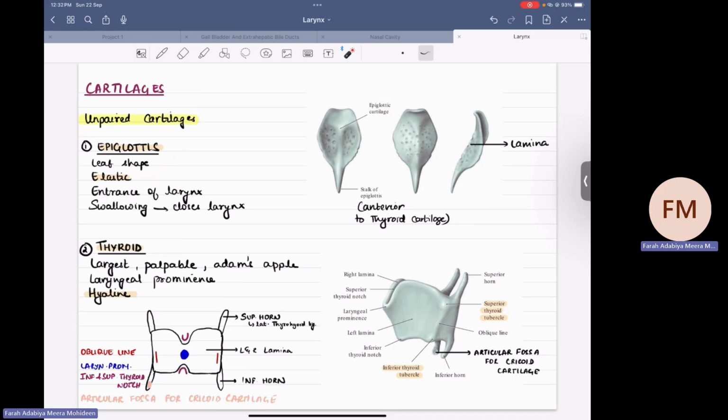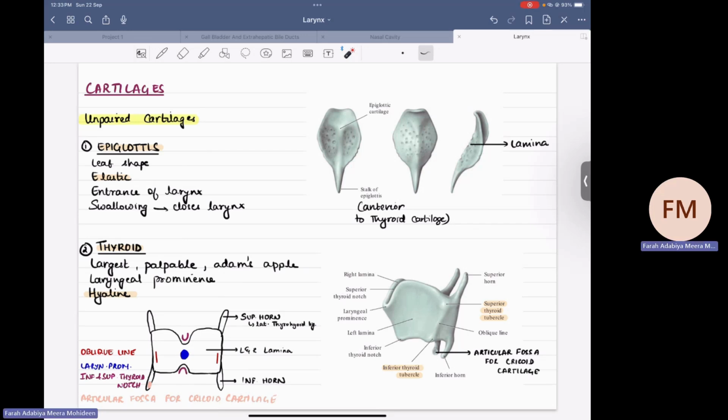It is the major entrance point of your larynx and it helps in swallowing food because it closes your larynx to prevent food from going into your respiratory tract. Now, the parts of your epiglottis, you have a stalk and then you have a lamina. The stalk is basically anterior to your thyroid cartilage. We'll see the relative positions in another image later.